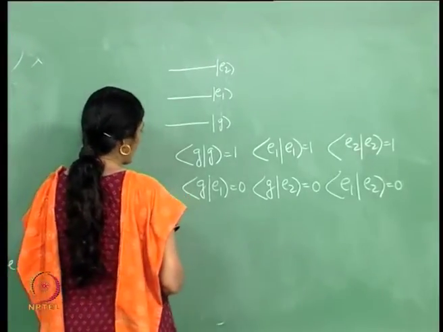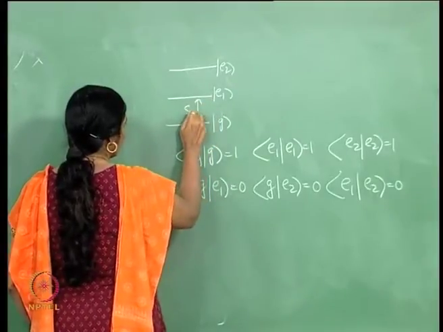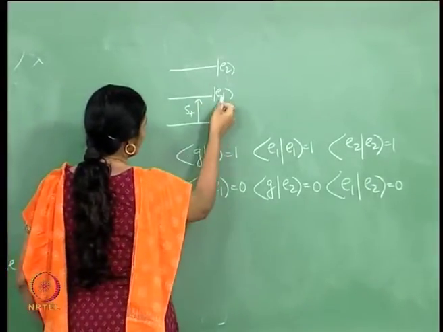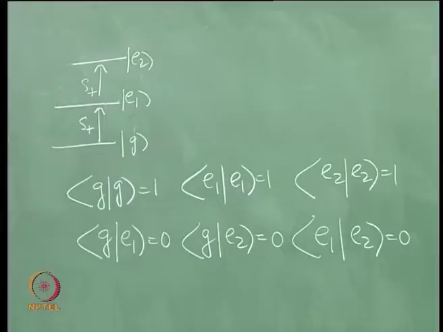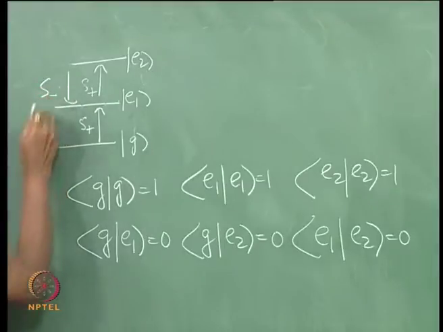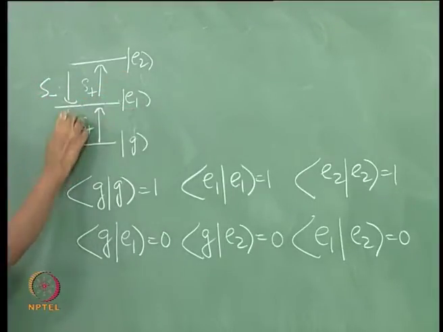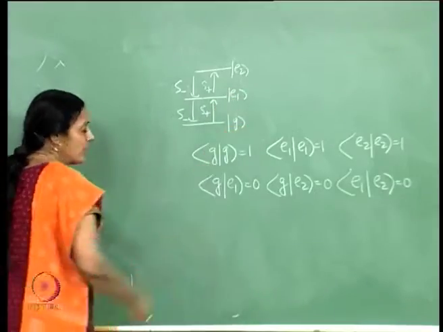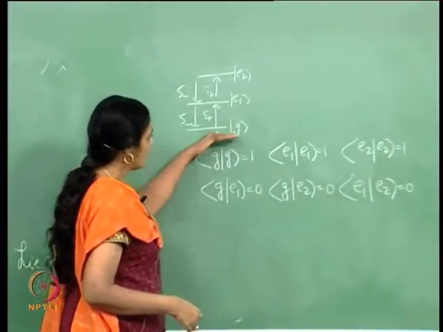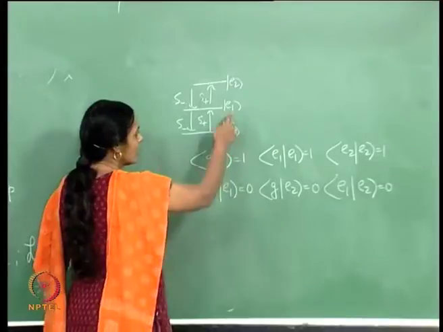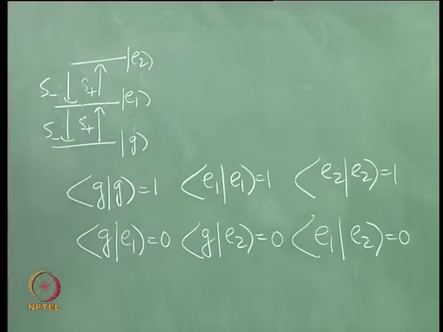What is the role of S plus? S plus is the operator which takes G to E1 and E1 to E2. S minus is the operator that brings E2 down to E1 and E1 to G. Let me recall that these are energy eigenstates. This is the ground state or the lowest energy state. That is the first excited state, that is the second excited state of the atom. And in this atom, only 3 levels are of importance to us.